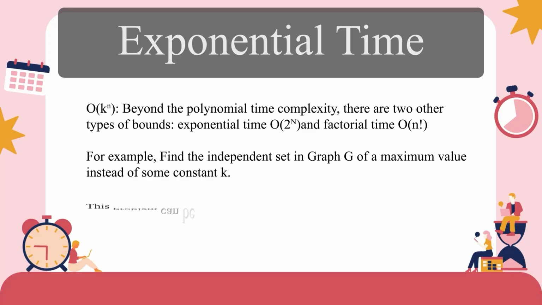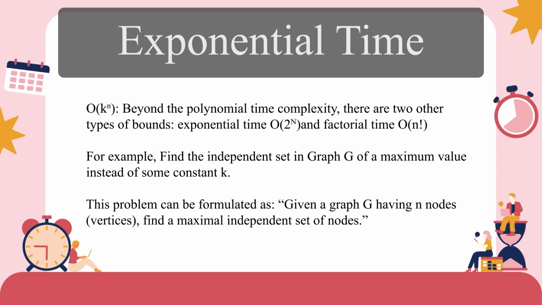In the earlier case, we were finding it for k. Now, we have to find it for some maximum value. So, you will start from 1, then 2, then 3, like that. Okay. So, we start from not 1, we start from 2. This problem can be formulated as, given a graph G having n nodes or vertices, find a maximal independent set of nodes. So, these are some of the run times.